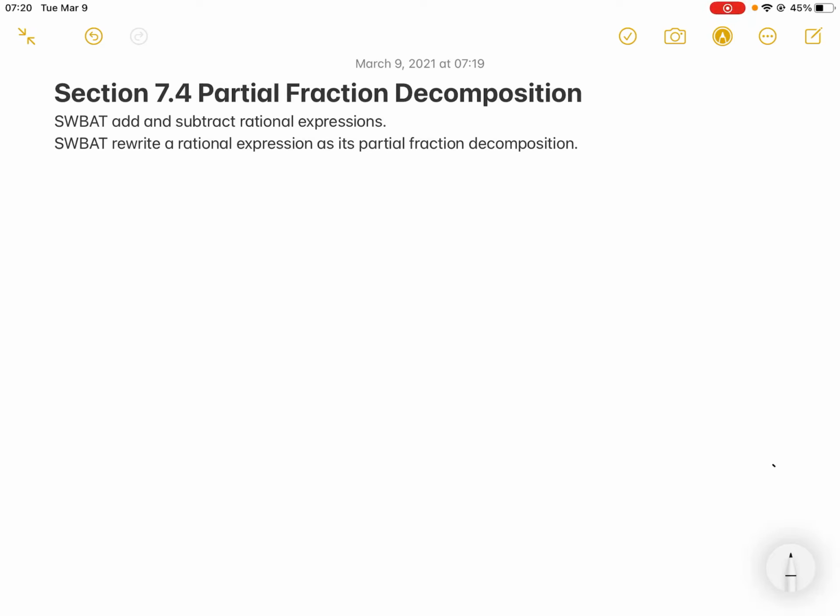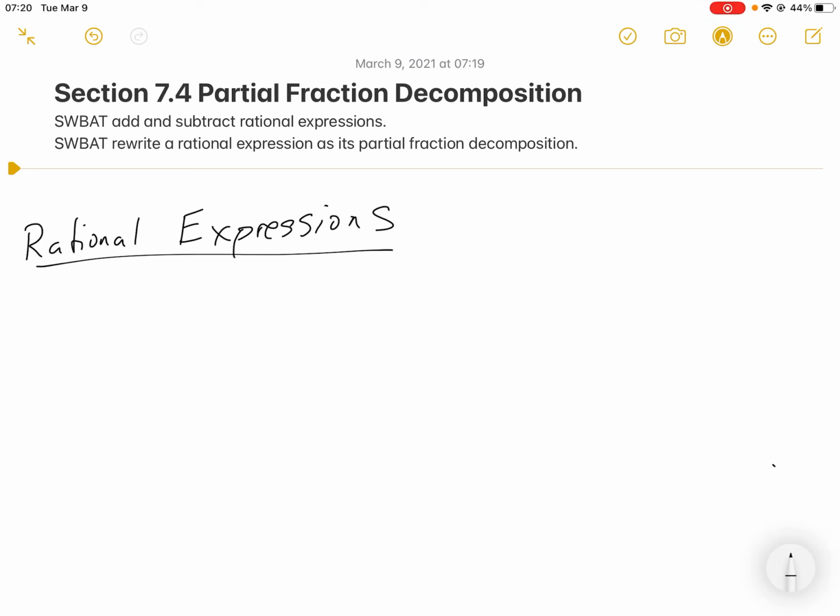Good morning, folks. Today we're going to be talking about partial fraction decomposition. Now, before we get into partial fraction decomposition, I first want to talk about another topic which could be a review for some of you, but is always worth going back over at this point. And so we're just going to talk about rational expressions.